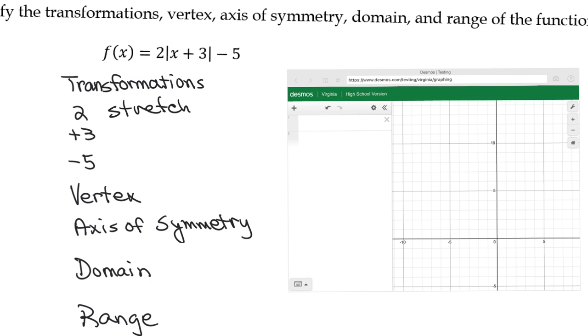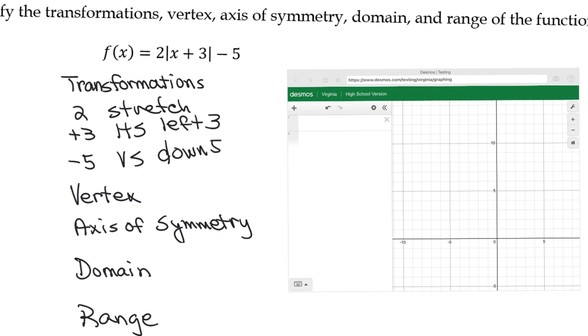The plus 3 is added inside. Therefore, that is a horizontal shift, and it is the opposite, left 3. And the minus 5 at the end is a vertical shift, and it shifted it down 5.